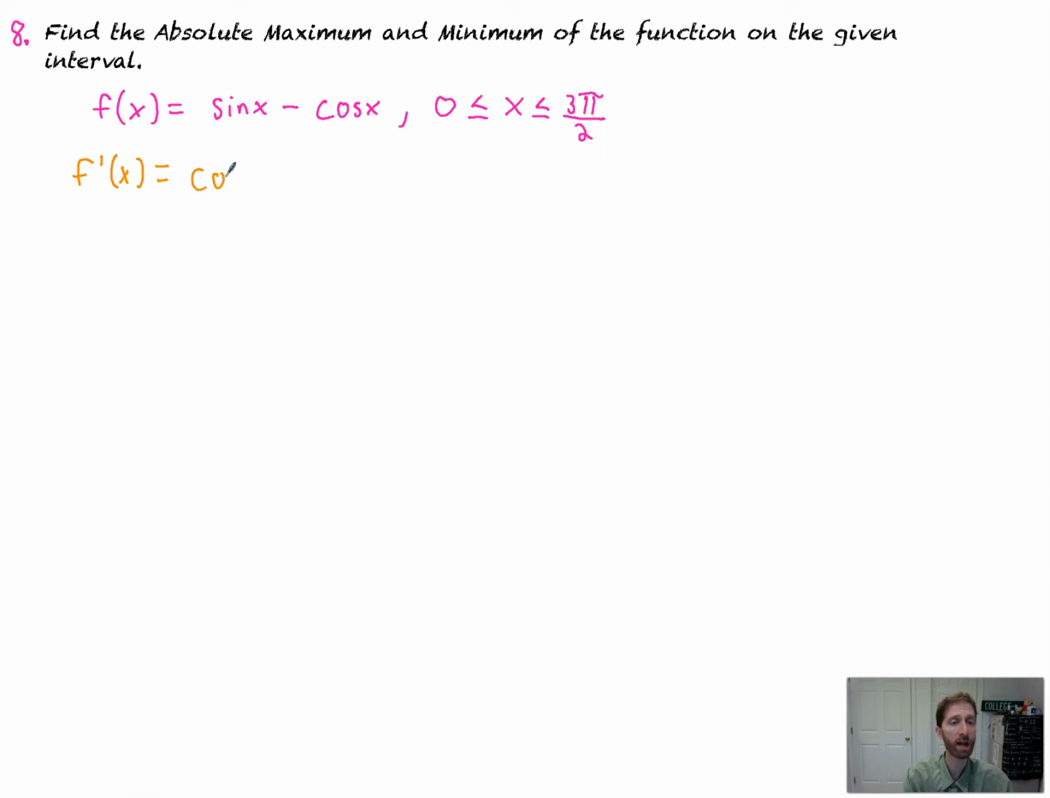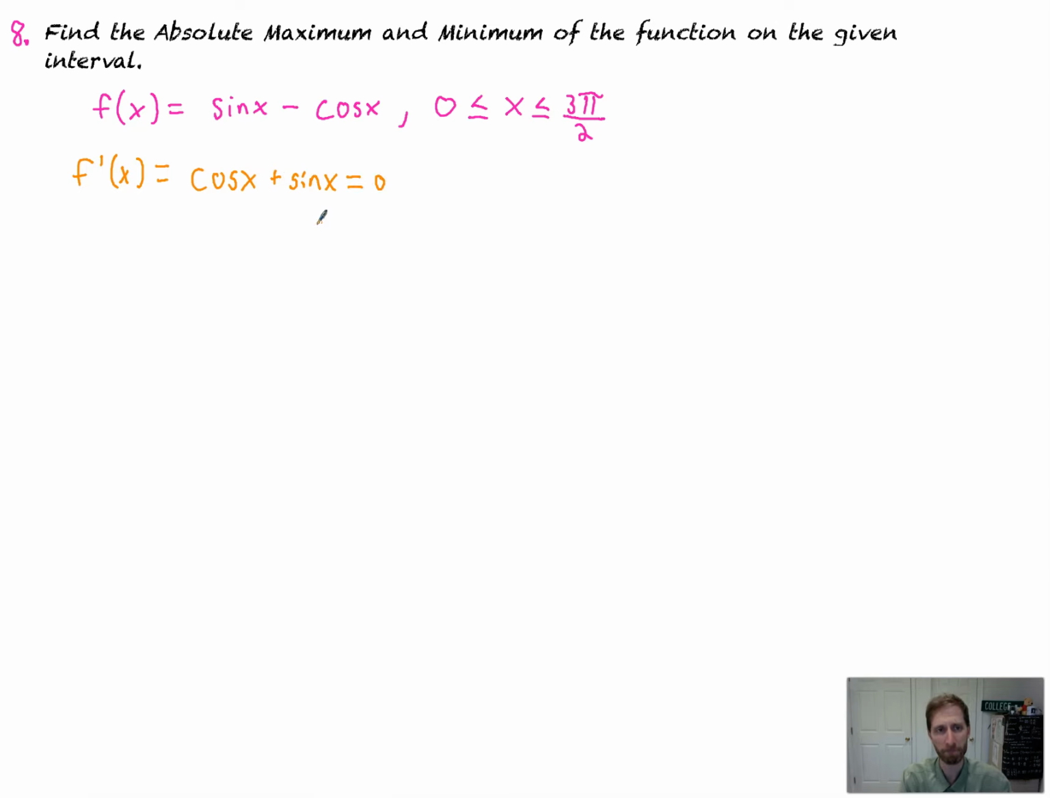Derivative of sine is cosine of x. The derivative of cosine is minus sine. Minus a minus sign is plus sine x. Neither of these functions will give us an undefined value, so the derivative will exist. So we just set it equal to 0.